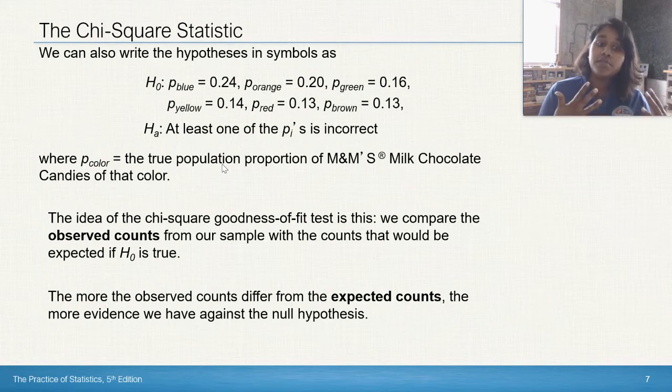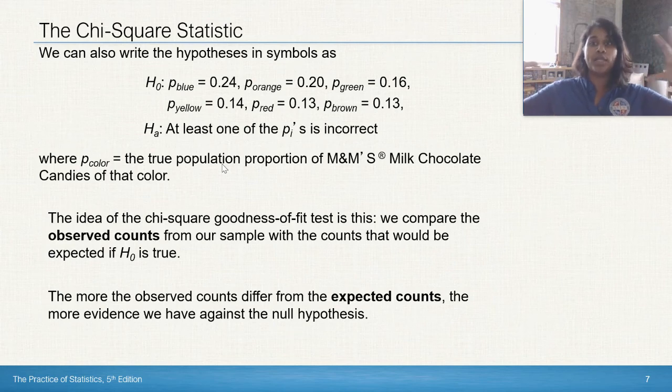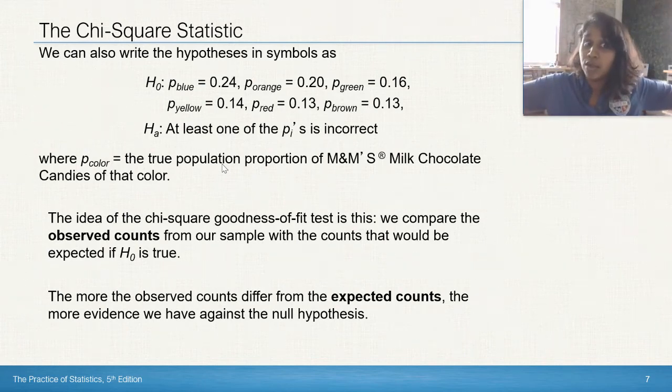The more observed counts differ from the expected, so the more that distance grows between what you've actually seen in your sample versus what the company or whomever is claiming, the more evidence we have against the null, and the more likely we are to reject the null hypothesis.